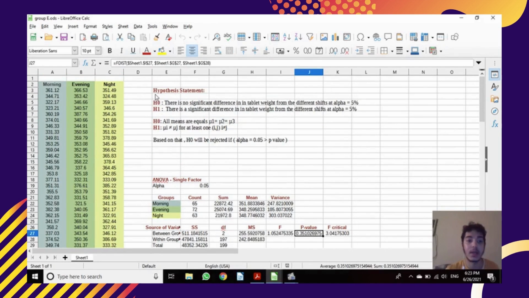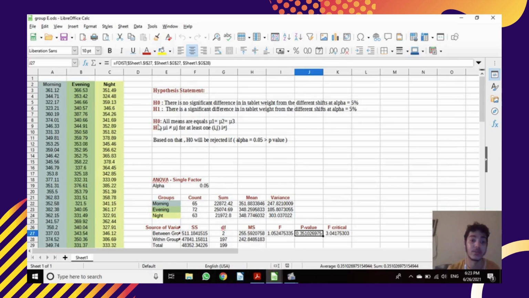Then we have the hypothesis statement. For the null hypothesis, we'll assume there is no significant difference in tablet weight from the different shifts at alpha equal 5%. And for the alternative hypothesis, we'll assume there is a significant difference in tablet weight from the different shifts at alpha equal 5%.